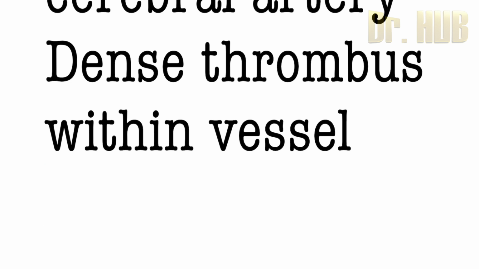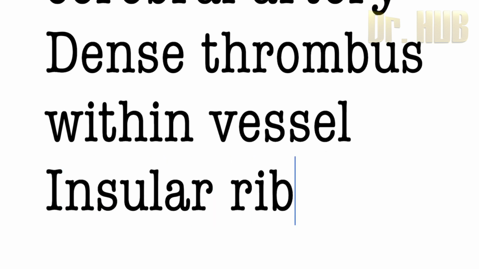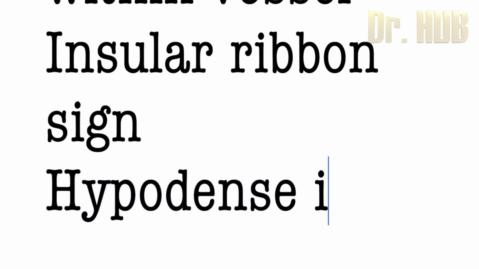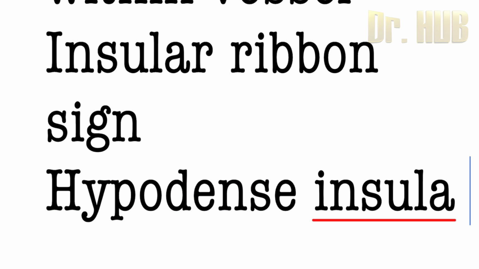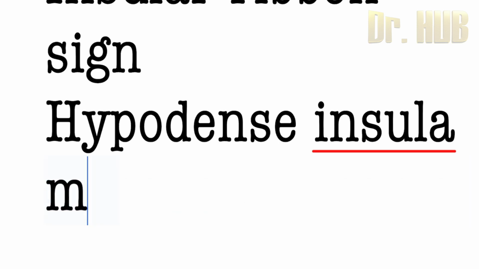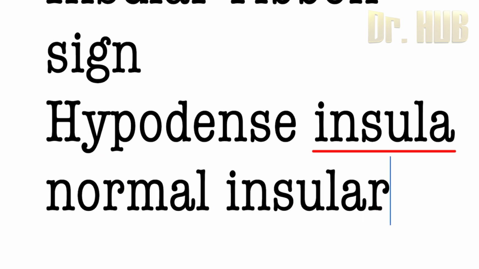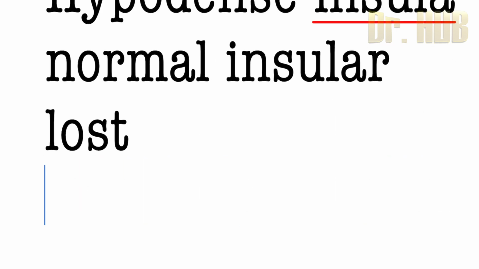Next we move on to the insular ribbon sign. In the insular ribbon sign, there is a hypodense insula, and the normal insular ribbon is lost.